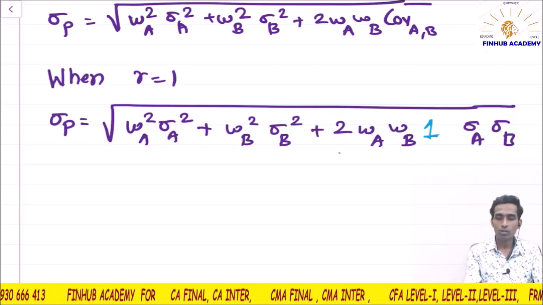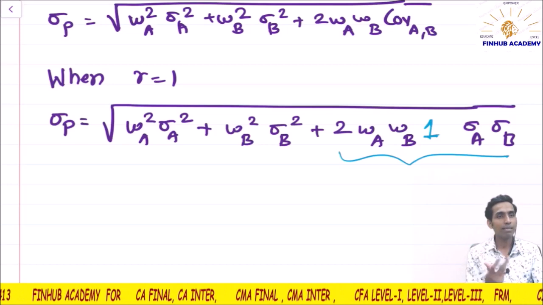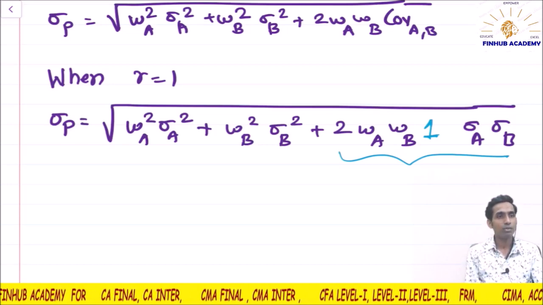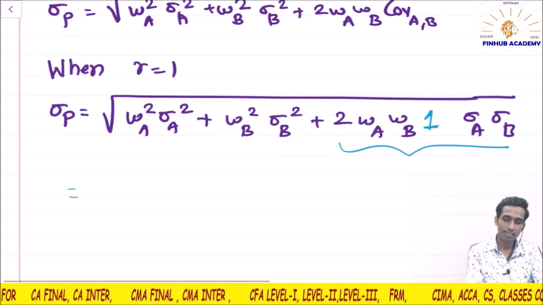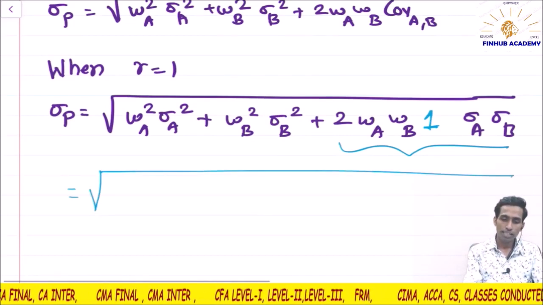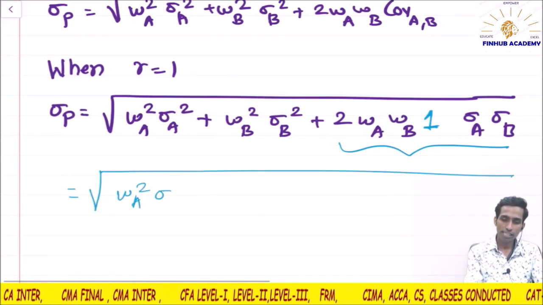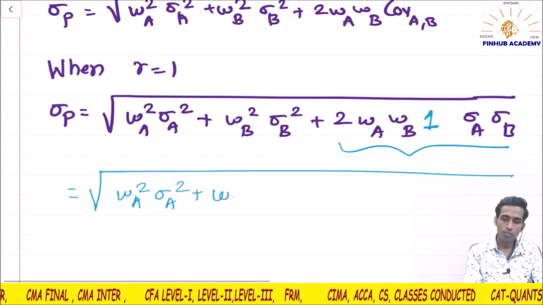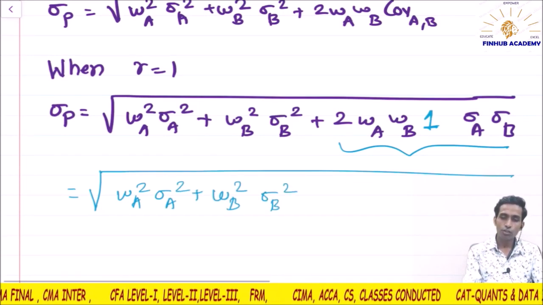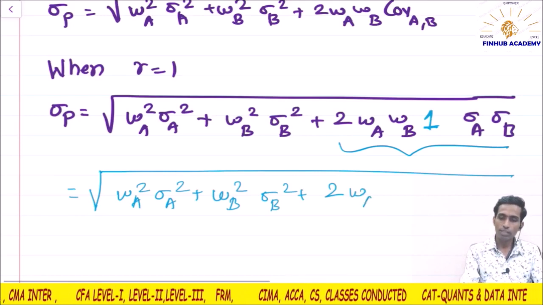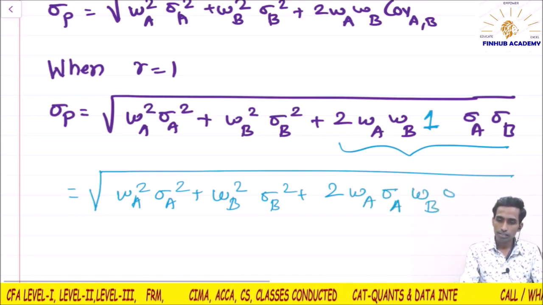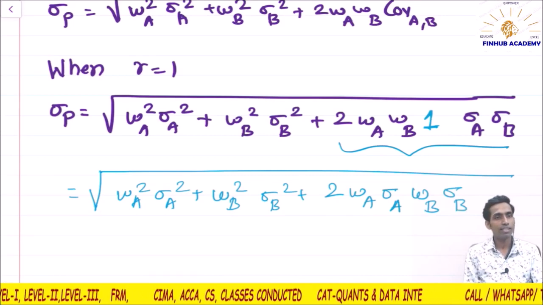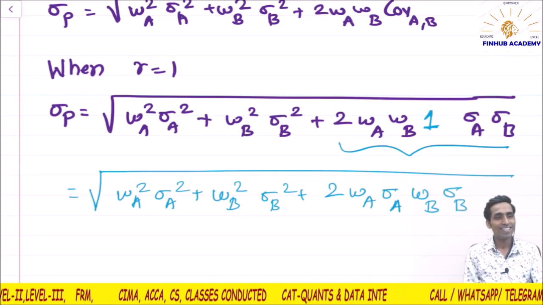You will be left with this only. The 1 doesn't make any sense. It is the same: 2 into weight of A into weight of B into standard deviation of A into standard deviation of B. Agree? So weight of A square, standard deviation of A square, plus weight of B square, standard deviation of B square, plus, you should also say with me, 2 into weight of A, weight of B, standard deviation of A, standard deviation of B. Understood?